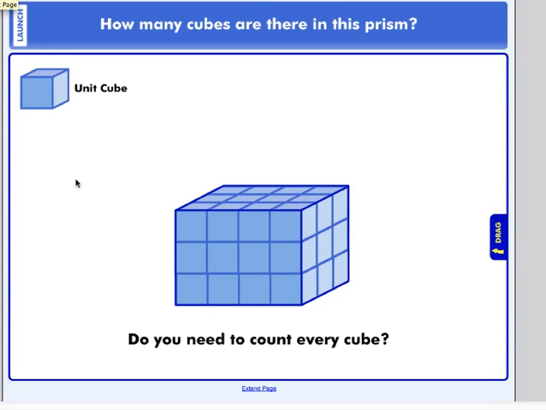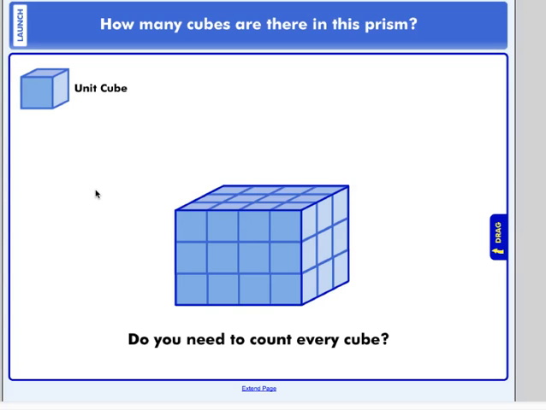Now, when we're talking about volume, you read about volume and capacity in the student reference book on page 195 for your math message. And when we talk about volume, we're talking about how much space the object takes up. And when we have a figure, we're thinking about how much space completely fills that figure.